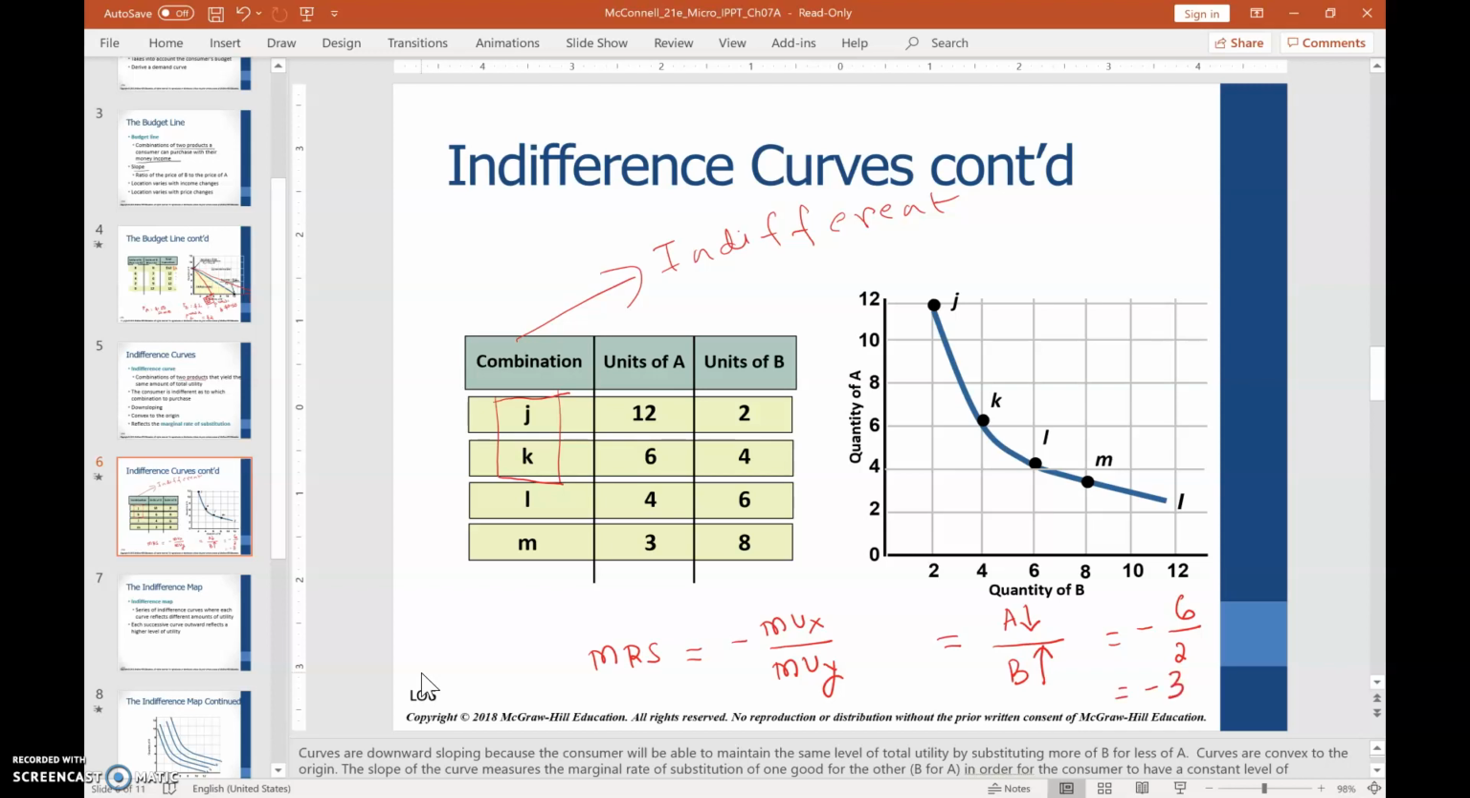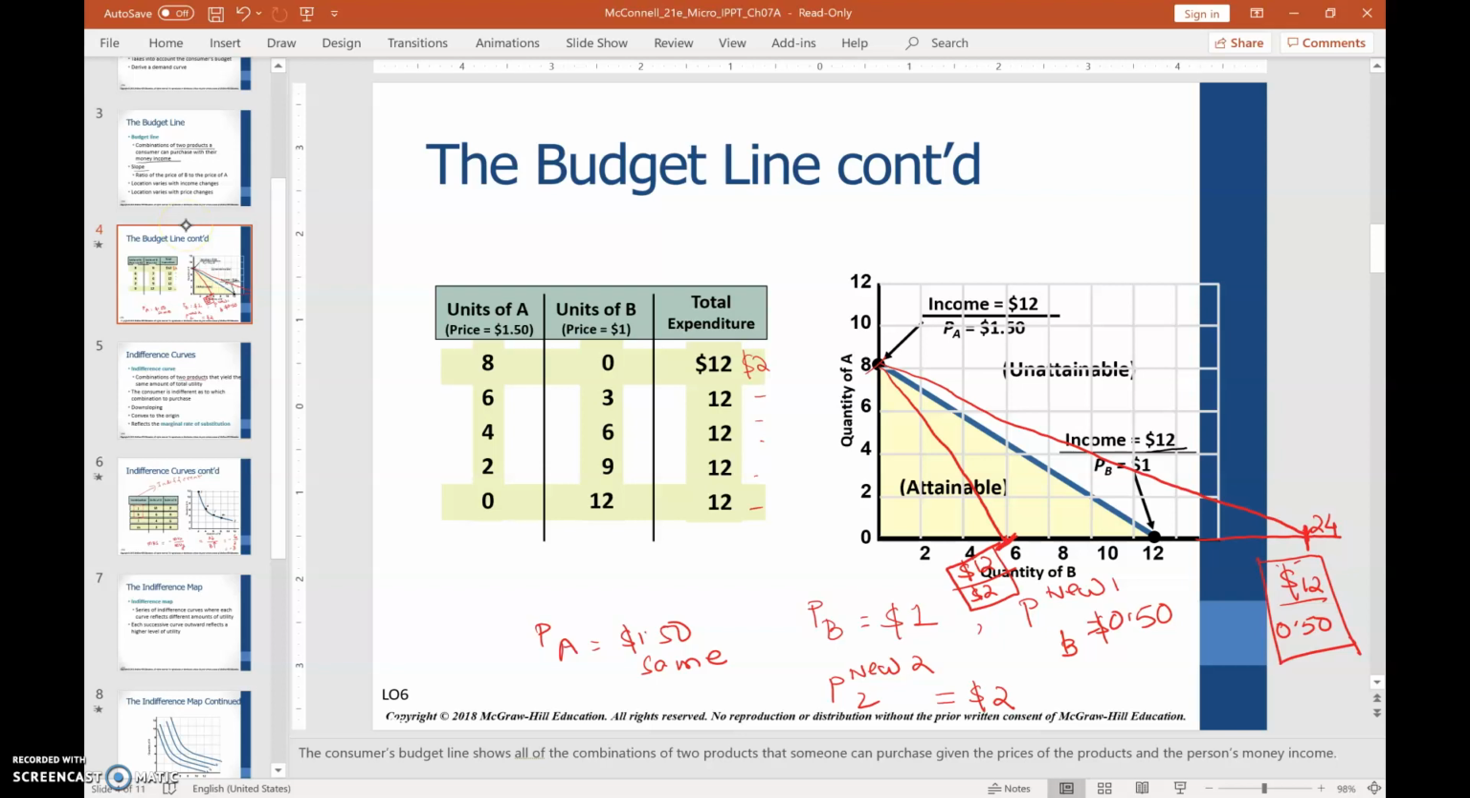This is negative 3. And the MRS is not going to be the same as we move along the indifference curve, unlike the slope of the budget constraint. The slope of the budget constraint, which we looked at here, is always going to be the same, because the slope of the budget constraint is equal to the price of the good on the horizontal axis over the price of the good on the vertical axis.